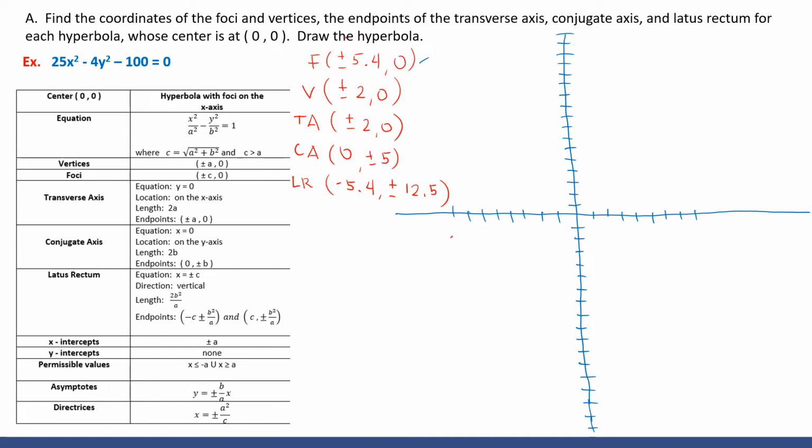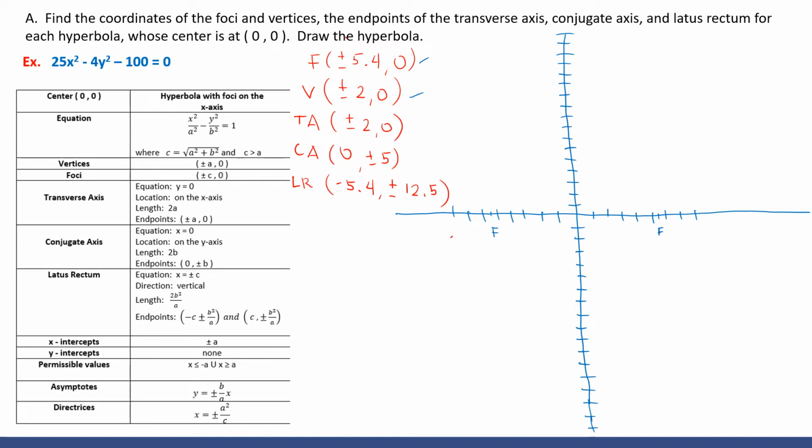5.4 units to the right. So, bilang ka ng 5.4 units to the right. 1, 2, 3, 4, 5.4. Approximately one of our foci ay naandito. And then, the other is negative 5.4. 1, 2, 3, 4, 5.4. Approximately another focus. And then, vertices, we have plus minus 2, 0 from the origin.